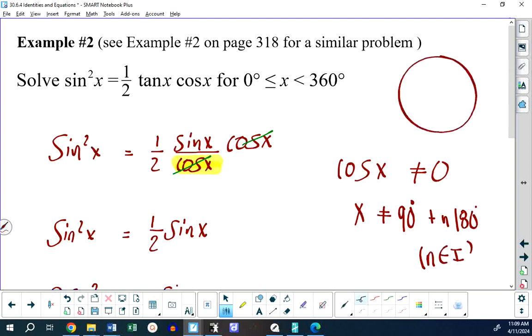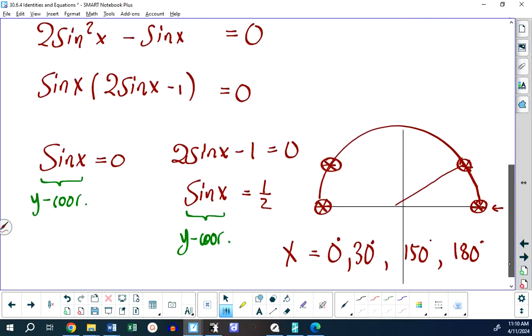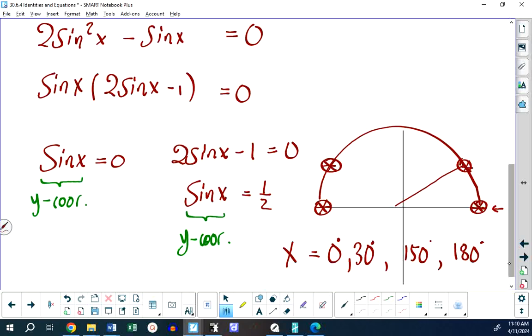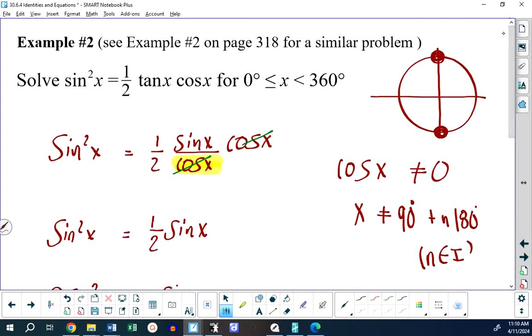Right? If you look at the unit circle, cosine of 90 degrees is 0. Cosine of 270 is 0. But you can't be at those positions then because cosine would be 0 and you would be dividing by 0. So my question to you is this. We did all this work to get these 4 angles. Are any of these 4 angles non-permissible? The answer is no. They're all allowed. But you have to watch out for that.